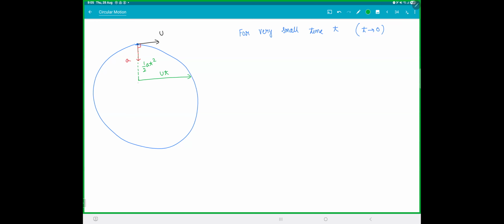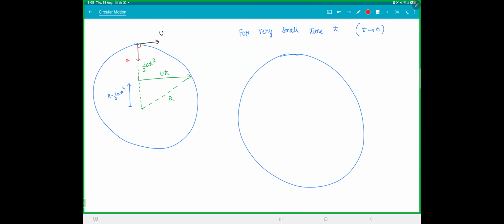Right? So now from here, if I use little geometry, this is the center. This is R. Again, I'm using just kinematics. This distance will be R minus half at square. Again, I can approximately do this because the time is very, very small. So technically the picture should look like this. Matlab, you can't even see it. It is so close. I'm exaggerating the figure for you to understand.